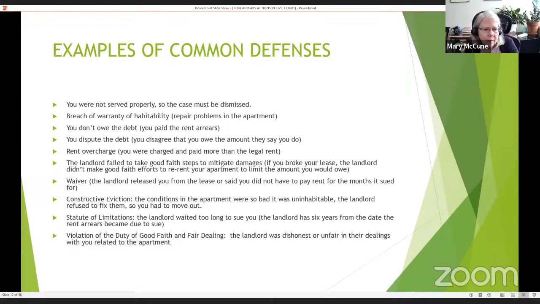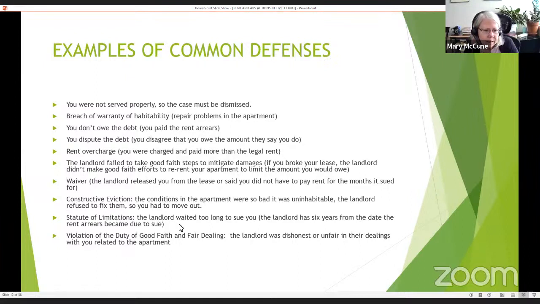But if it's really made the apartment unsafe to live in, you can move out, and the law says you don't have to pay rent. It's basically, they didn't take you to court to evict you. They just let the conditions get so bad that you had to move out. That's what constructive eviction is.